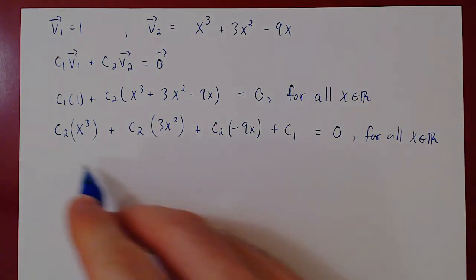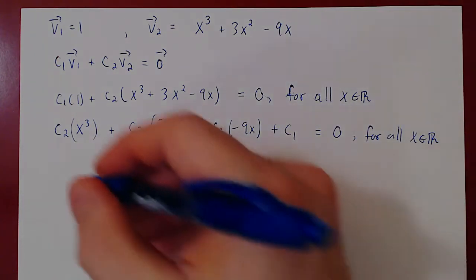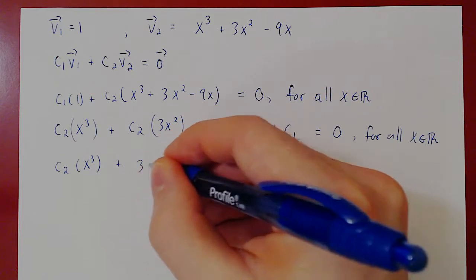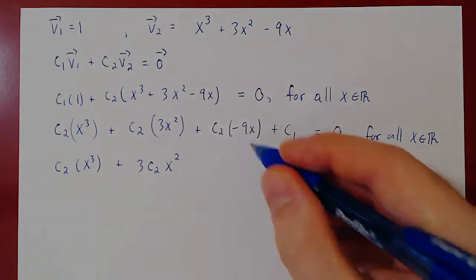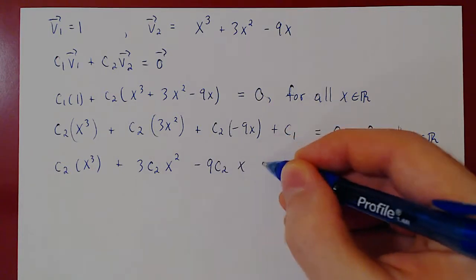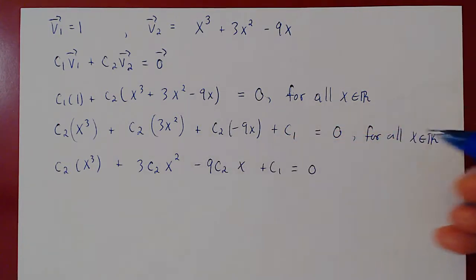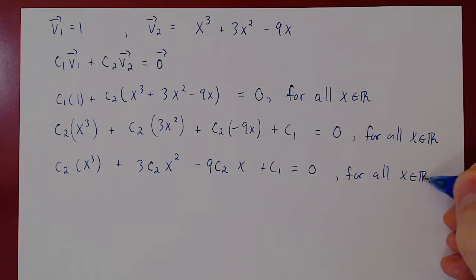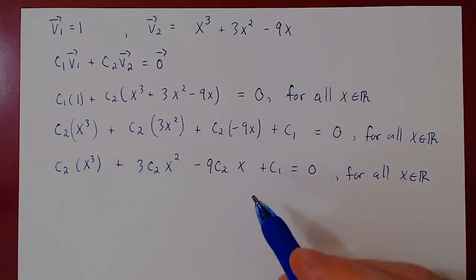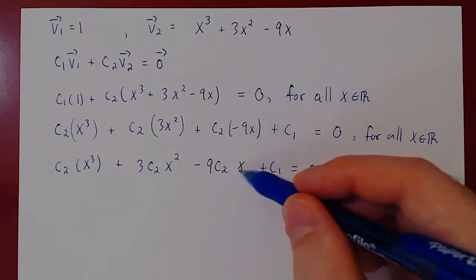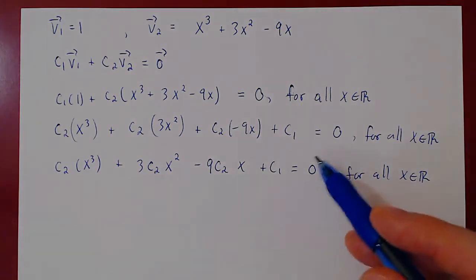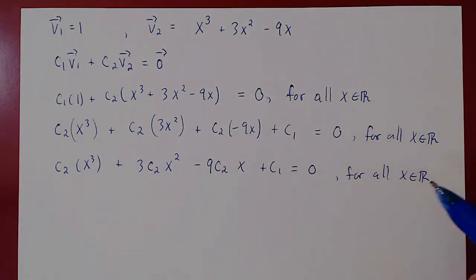But if you think of it, look at this polynomial, right? It is c2 times x cubed plus 3c2 times x squared minus 9c2 times x plus c1, and this must be the zero polynomial, therefore equaling 0 for all real values of x. But we know that if you have a polynomial in canonical form, so constant term plus multiple of x plus multiple of x squared plus multiple of x cubed, the only way for this polynomial to be the zero polynomial, therefore equal to 0 for all values of x, is if every coefficient is equal to 0.